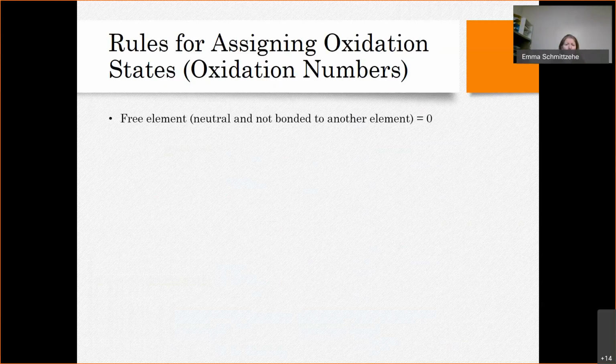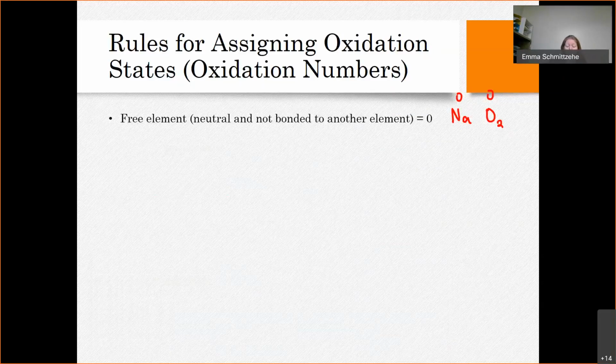And all of those things would have an oxidation state of 0. So for instance, if we have sodium, just Na, that would have an oxidation state of 0. Or if I have, say, O2, just O2 by itself, that would have an oxidation state of 0 because it's just oxygen by itself and neutral. So it has to be an element by itself and neutral. If so, its oxidation state is 0.